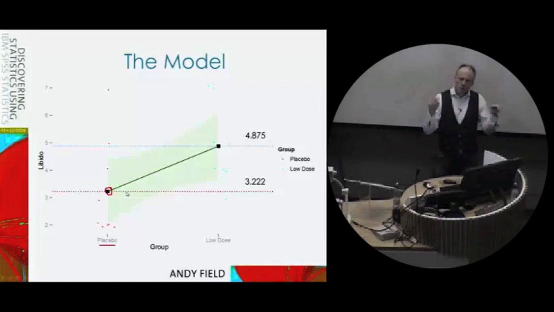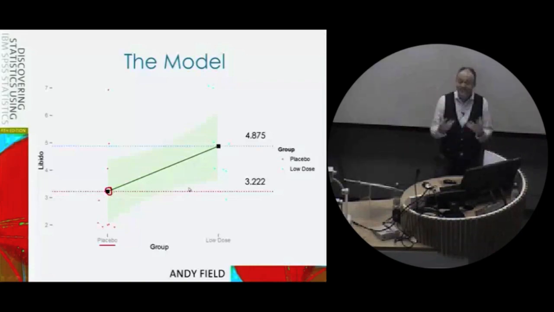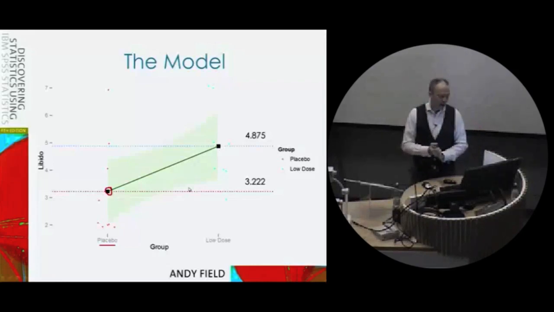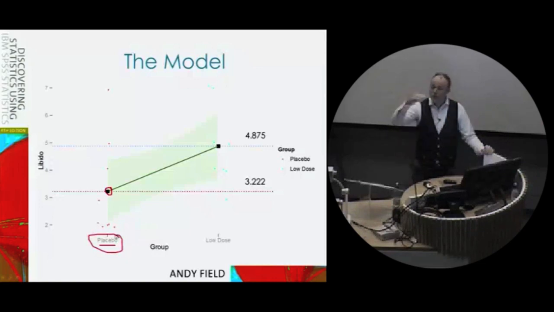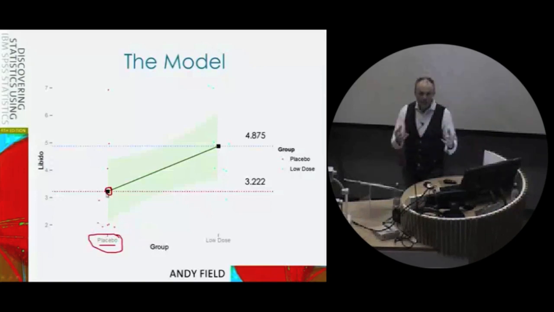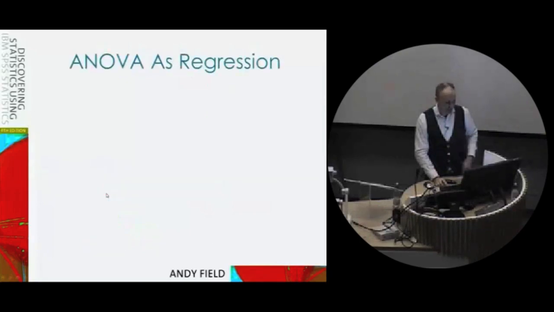So our regression model, our linear model, if you like, just ends up being the difference between these two means. The green line on here, the slope of that line is literally the difference between the two means. And you can see it's joining the two means. So that's what you get. And of course our intercept, the value of the outcome when the predictor is 0. When the predictor is 0, it's the placebo group because we've used this 0-1 coding. So the intercept just ends up being the mean of that 0 coded group. So that's all a bit of revision, hopefully.